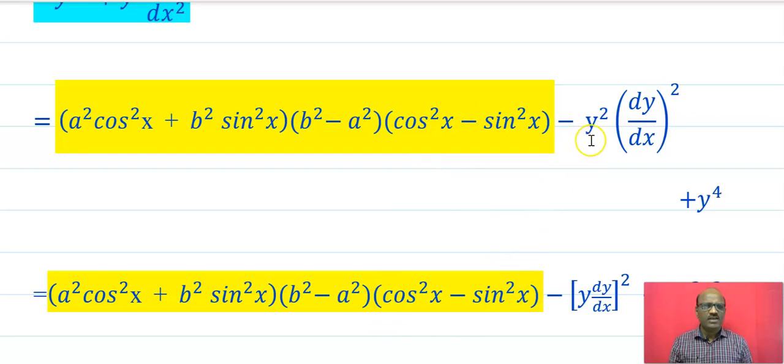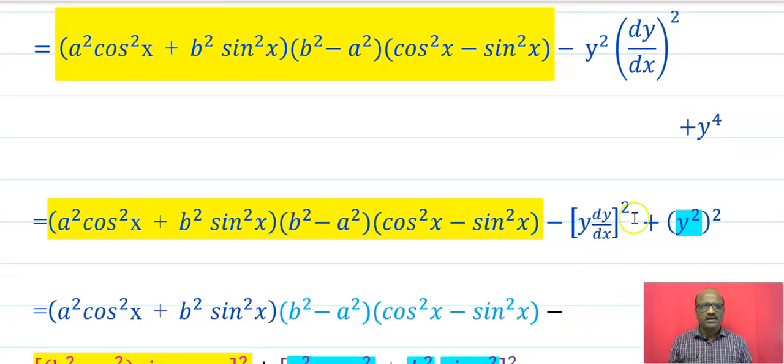Now see this, y square into dy by dx bracket square means y into dy by dx whole square, and plus y raised to 4 can be written as y square and bracket raised to 2.